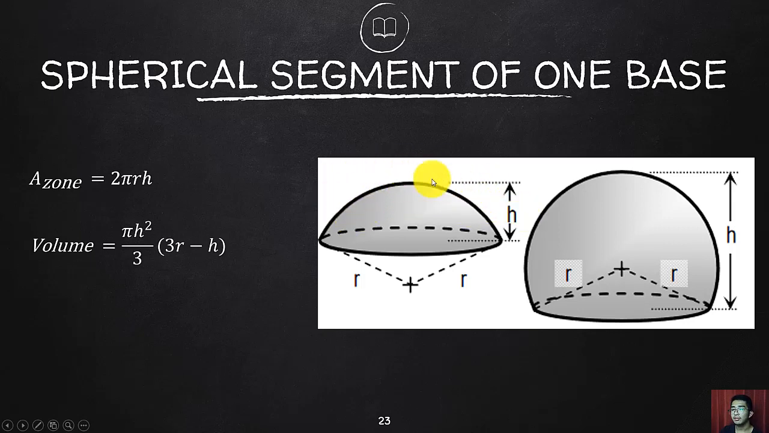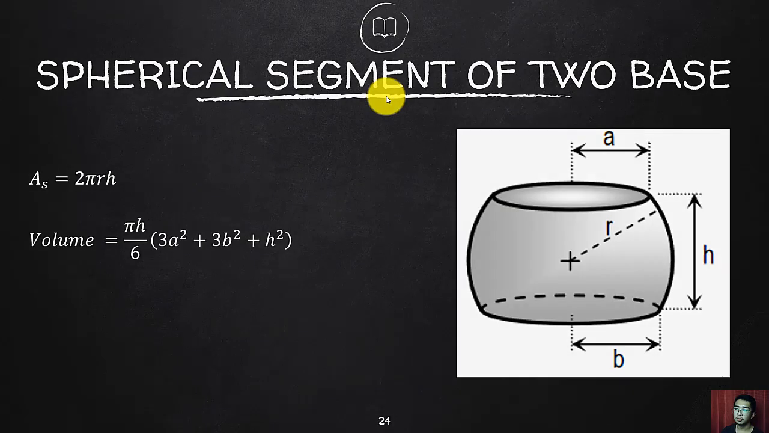So the area of a zone is equal to 2 pi r h, h being the height of the zone itself, r being the radius of your circle. The volume of a spherical segment of one base, take note, is pi h squared over 3 multiplied by 3r minus h. Again, these are formulas, so kindly, this will be your reference. If you have a spherical segment of one base, you can also have a spherical segment of two bases. So this is somewhat like a frustum, for a spherical segment.